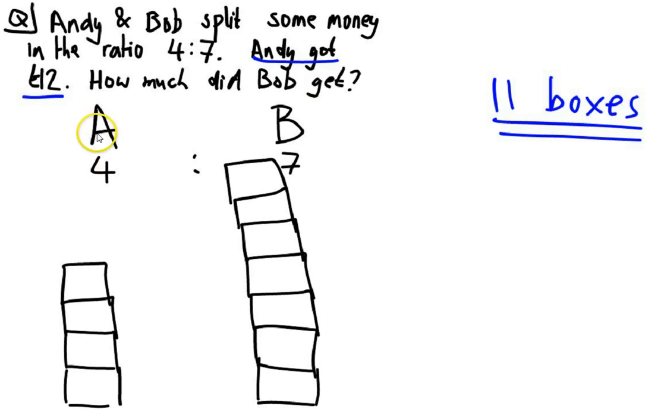So we know that Andy's share has to add up to £12. So what we need to do is we know that on this side there are 1, 2, 3, 4 boxes, and all of that adds up to £12. So to find out how much each box is worth, we need to do the amount Andy got, which was £12, divided by how many boxes he has. So you can see there that each of those boxes is worth £3. So just write those in there.